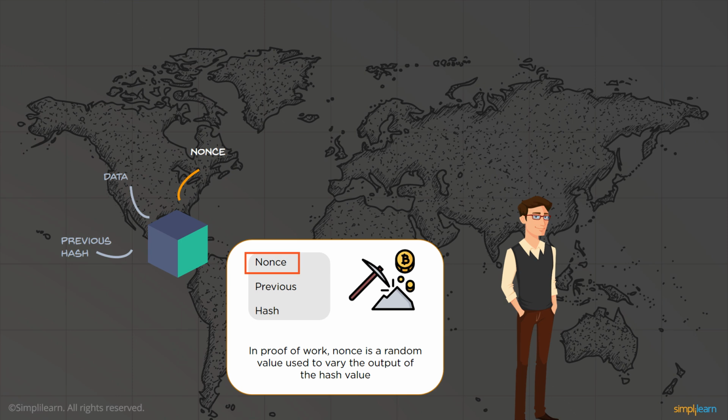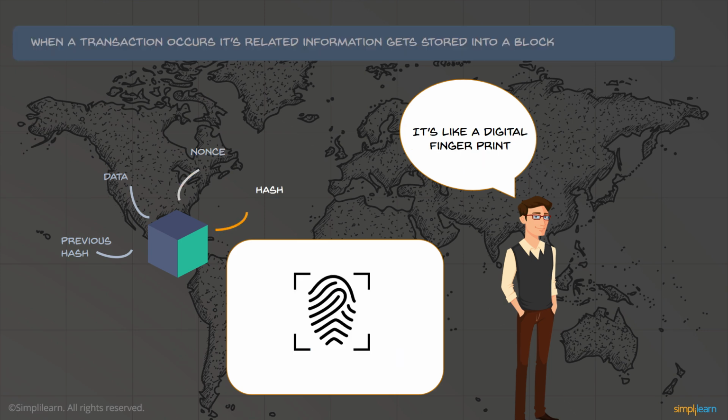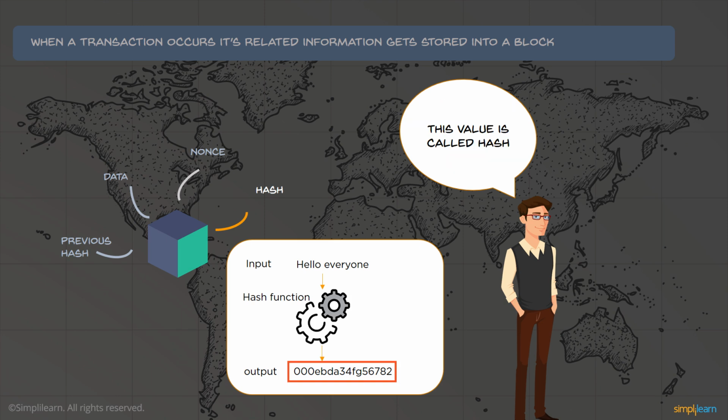Nonce: Bitcoin uses a proof of work algorithm, and in order to execute the algorithm, the nonce is a random value used to vary the output of the hash value. Proof of work is the process of transaction verification done in blockchain. Hash is like a digital fingerprint. It is the fingerprint of the current block. It takes an input of the previous hash, the data, and the nonce, and produces an output value of fixed length. The Bitcoin network uses the SHA-256 hashing algorithm to generate a 256-bit hash, and this is the output. It looks something like a hexadecimal value.